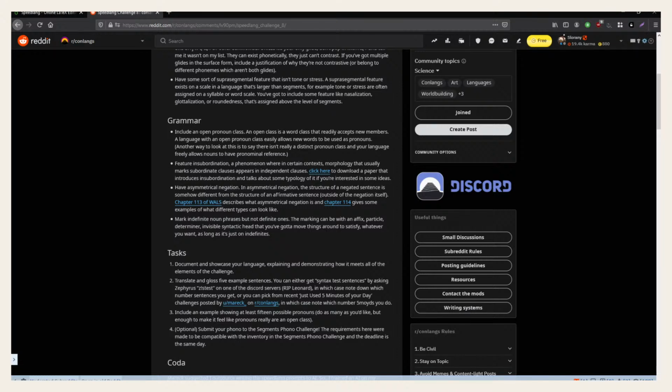Invisible syntactic head that you've got to move things around to satisfy. Whatever you want, as long as it's just on indefinites.